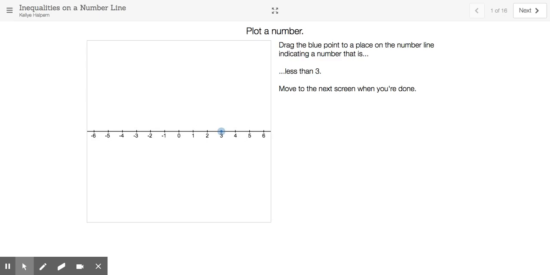The purpose of this video is to go over the solutions for the Desmos activity inequalities on a number line. For screen number 1, it says to drag the point to any value that is less than 3. Screen 2 asks for the same thing. Screen 3 asks for the same thing. And as long as your points were to the left of 3, there were infinitely correct solutions.